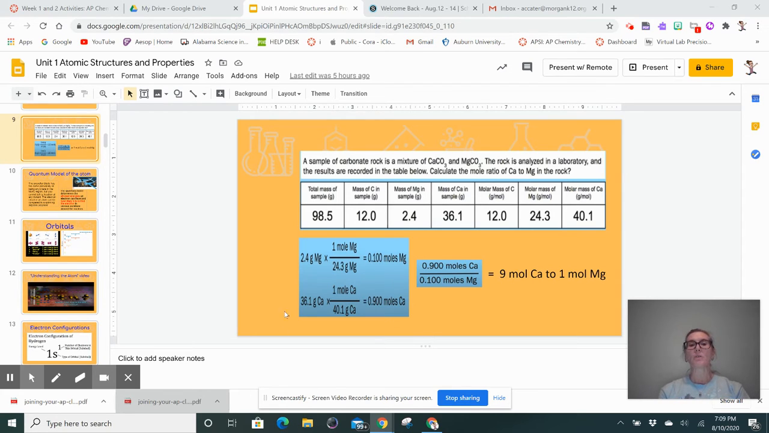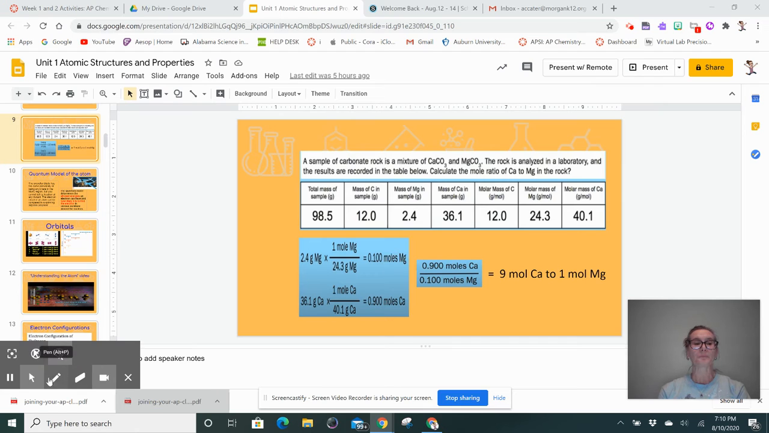Okay, so here's the total mass of the sample, 98.5. Here's the mass of carbon, the mass of magnesium, the mass of calcium, and then the molar mass of each one of those things. Remember, molar mass is grams per mole. So it's how many grams are in one mole, which is basically just your atomic mass. That's how they get that off of the periodic table.